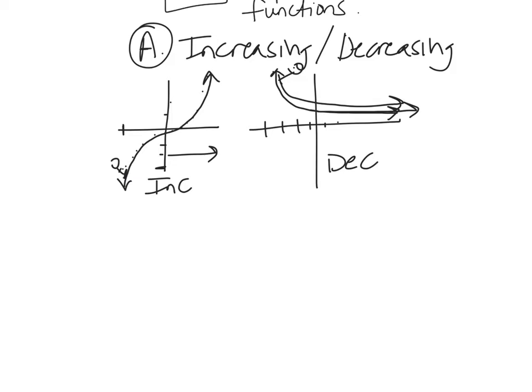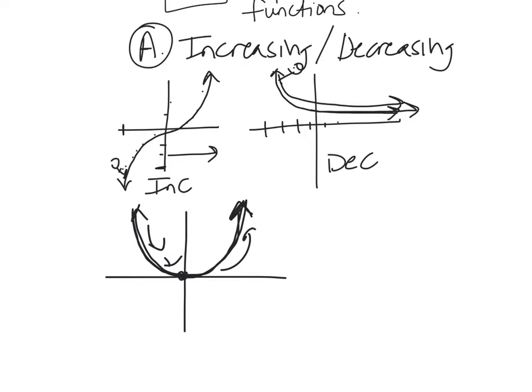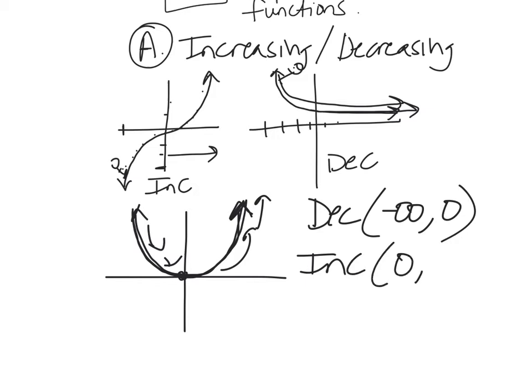What about something that changes? How about your basic parabola? Here's your basic parabola. This graph is decreasing on this side until you get to 0, and then it increases on that side. So we would say that this graph is decreasing from negative infinity until 0, and then it increases from 0 to infinity.